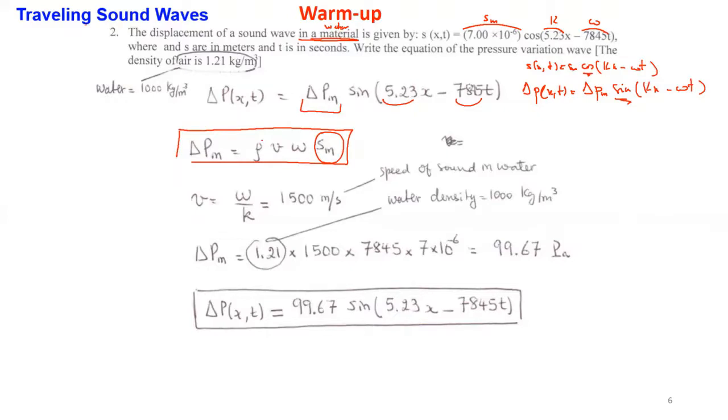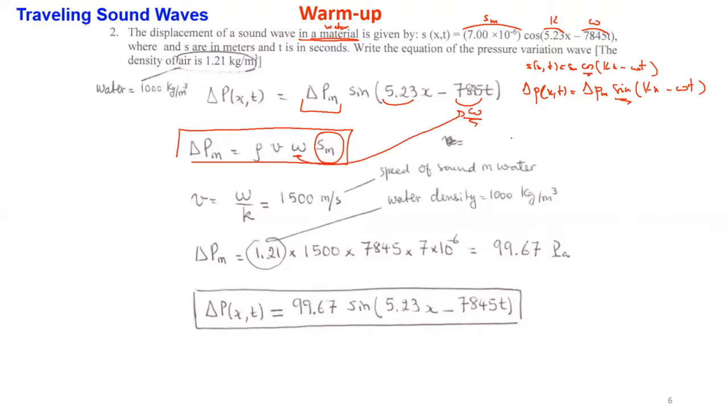Now, what is rho of the material? I have to give you the rho of the material, the density of the material. And I have to give you omega. Omega, I already know. What is omega? This is omega. So I already know omega.